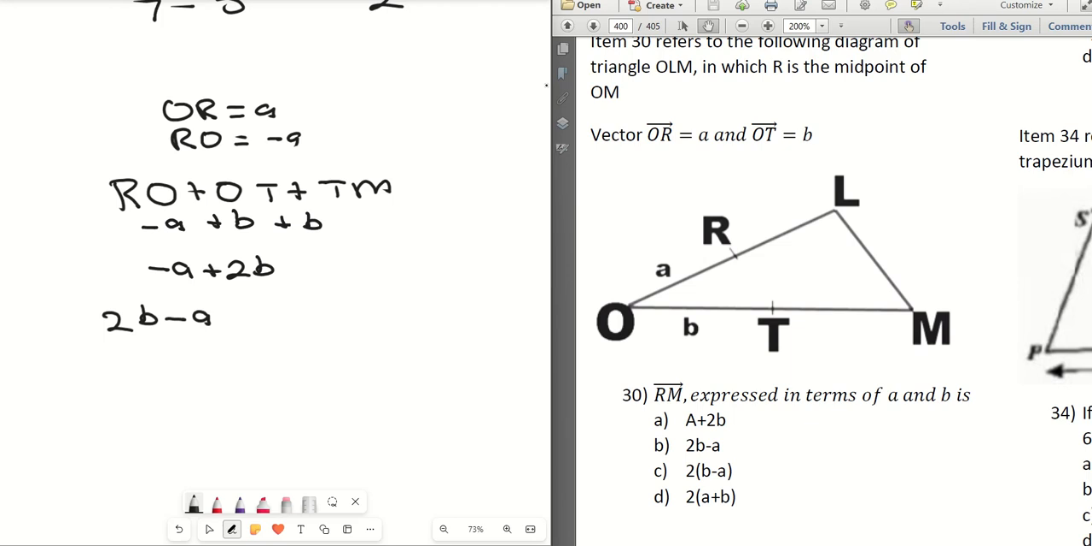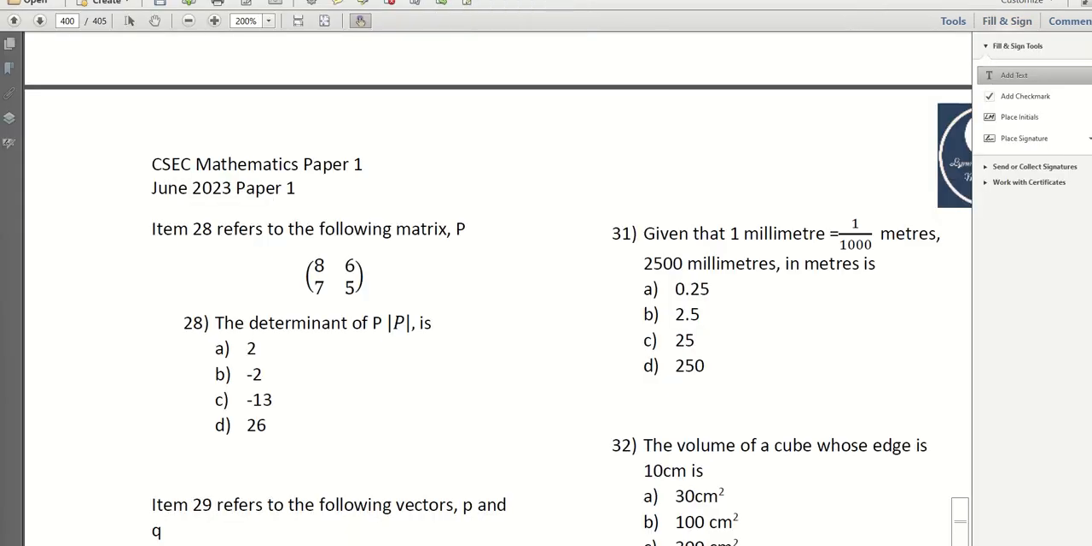So the answer for this question, number 30, is B. Number 31.